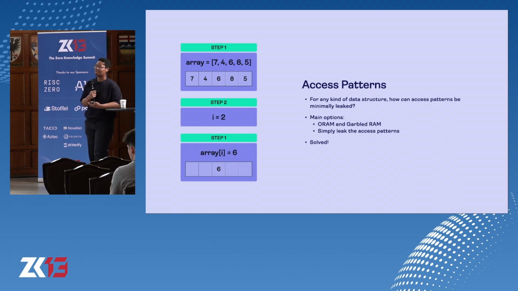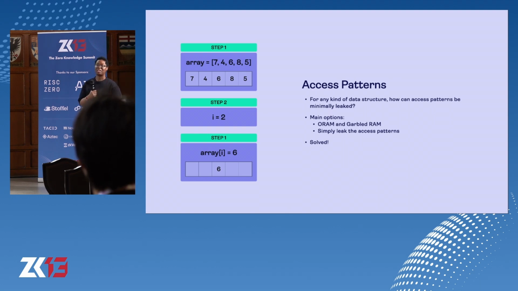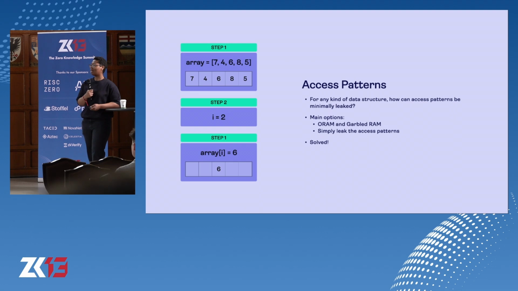There are many options for solving this. ORAM and garbled RAM are the main options. There are also special purpose protocols for this. One thing that you'll see commonly is to just leak the access patterns: when you need to access an element in an array, you reveal it. You can't do any fancy ORAM things. So for the most part, in a lot of ISAs, this is actually a solved problem because there are a lot of off-the-shelf options for it.